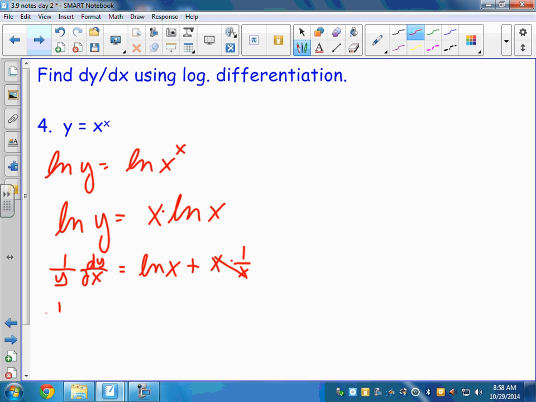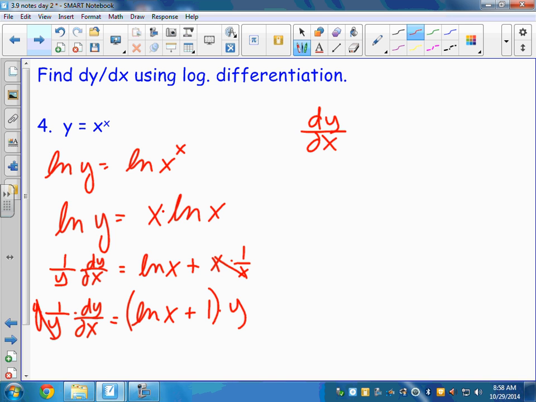So I'm going to rewrite this as, you might not need this step because you can just simplify as you go. It's our first one, so I'm going to actually rewrite it like this. 1 over y, dy over dx equals ln of x plus 1. But just like implicit that we did a few sections ago, I want dy dx by itself. So could I just multiply y on both sides? That would move that over. Like if I multiply this side by y and this side by y, I would end up with dy over dx equals ln of x plus 1 times y.